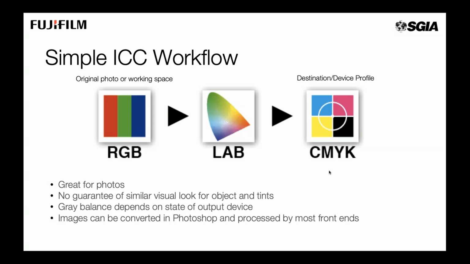However, that doesn't guarantee that I have a similar visual look between devices or for other objects and tints in the job. So for photos, great, but if I've got tints, they may suffer. Also, I can't guarantee gray balance with this. I would need to G7 my device before I actually profile it. That would be a whole other step, but that is doable and works well. The other thing this does is images can be converted in Photoshop and processed by most front ends with a simple ICC workflow. So I'm starting with an RGB image, I'm converting it to the CMYK space of the device, fairly simple.